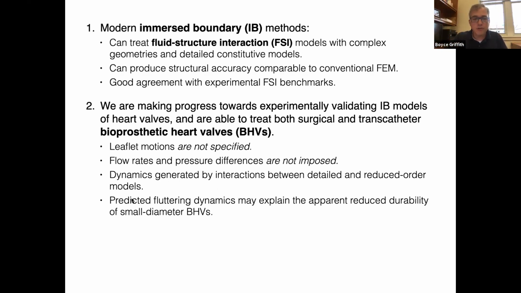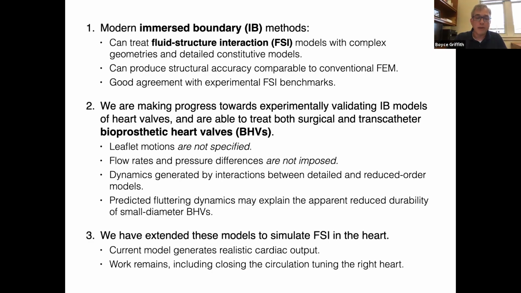I think we have some interesting agreement with the predicted fluttering dynamics, and this could explain the apparent reduced durability of these smaller diameter valves. And then we've extended these kinds of models also to simulate FSI in the heart. We're able to generate, I think, realistic cardiac output.